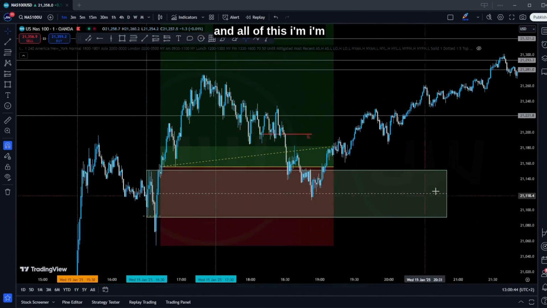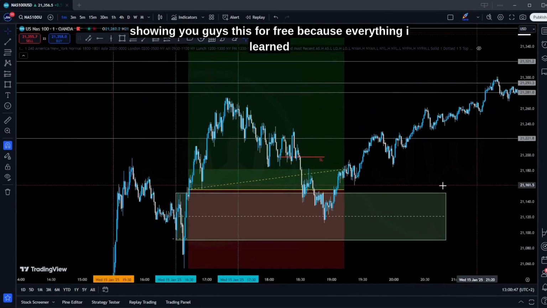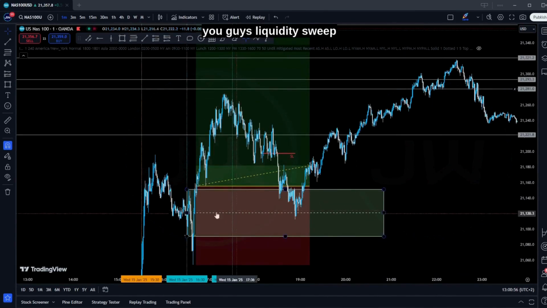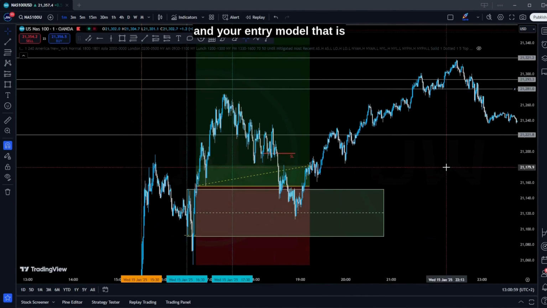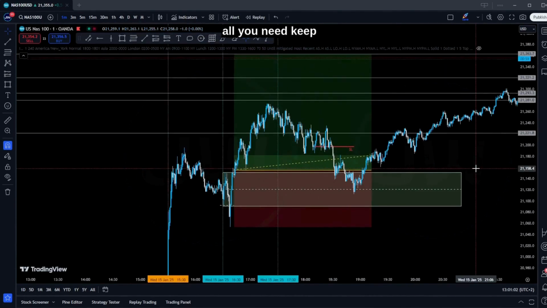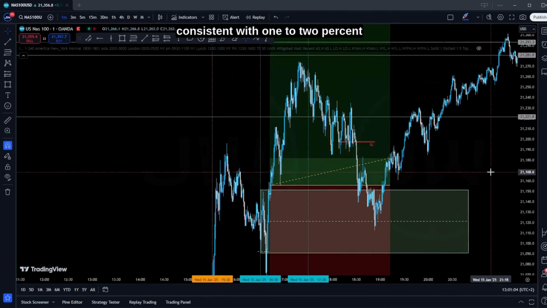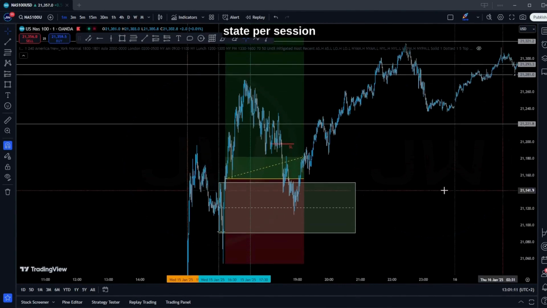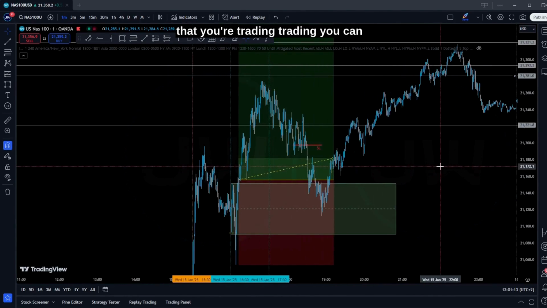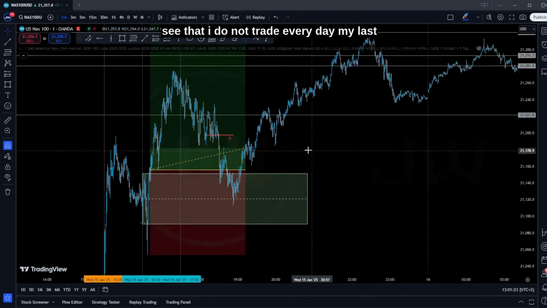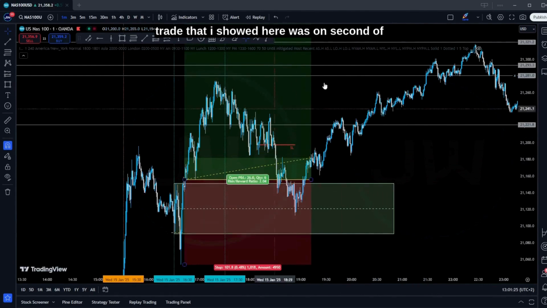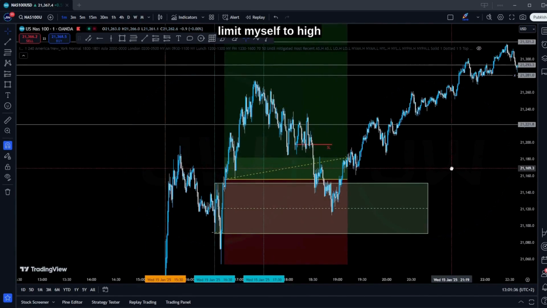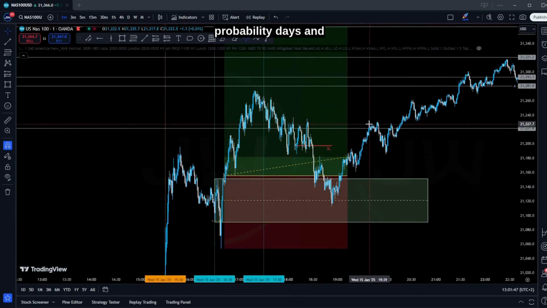And all of this, I'm showing you guys this for free because everything I learned was for free. You don't have to pay for it. So this is why I'm telling you guys. Liquidity sweep and your entry model, that is all you need. Keep consistent with 1 to 2% risk per session that you're trading. You can see that I do not trade every day. My last trade that I showed here was on the 2nd of January. And that's because I limit myself to high probability days.